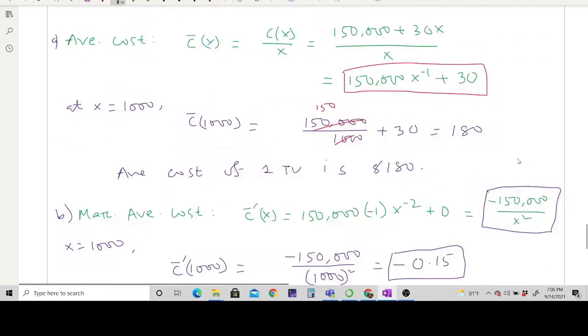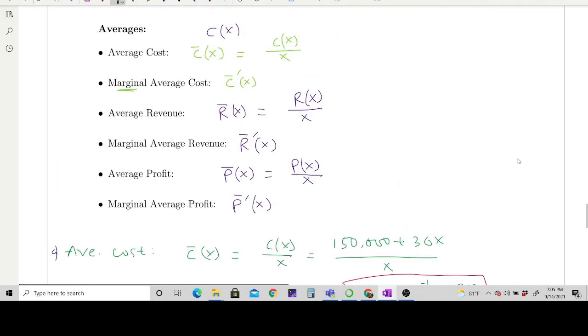Similarly, you can find the average revenue: simply divide the revenue function by the total number of items, x. And to get the marginal average revenue, you simply take the derivative. The same thing goes for the profit. The average profit is the profit function divided by x. You take the derivative, and for a particular point, let's say x equals a, you plug x equals a to get the marginal average profit at that point.